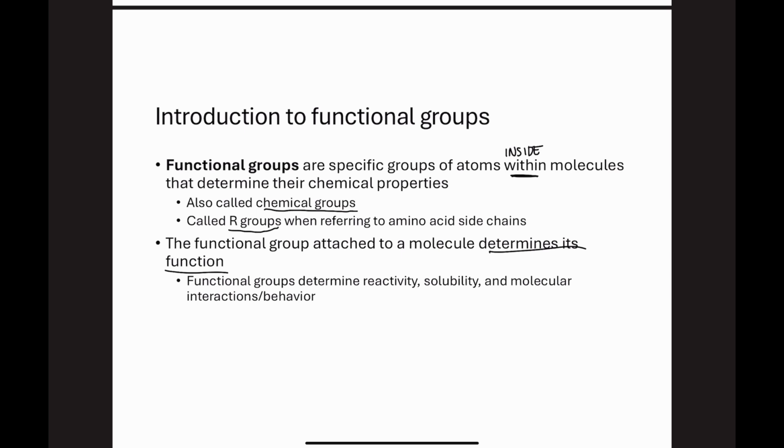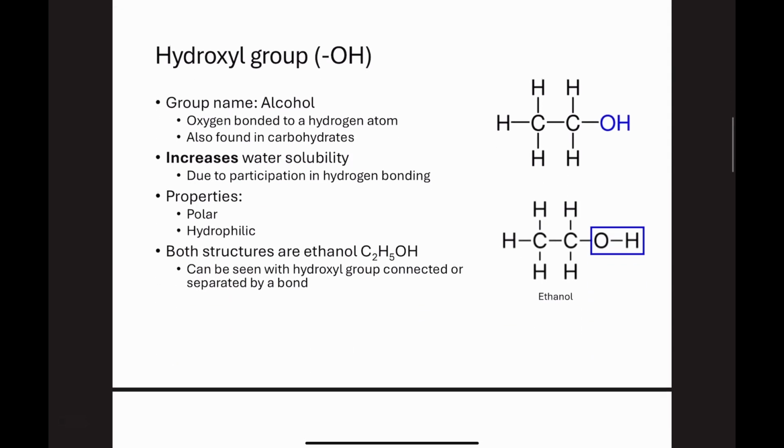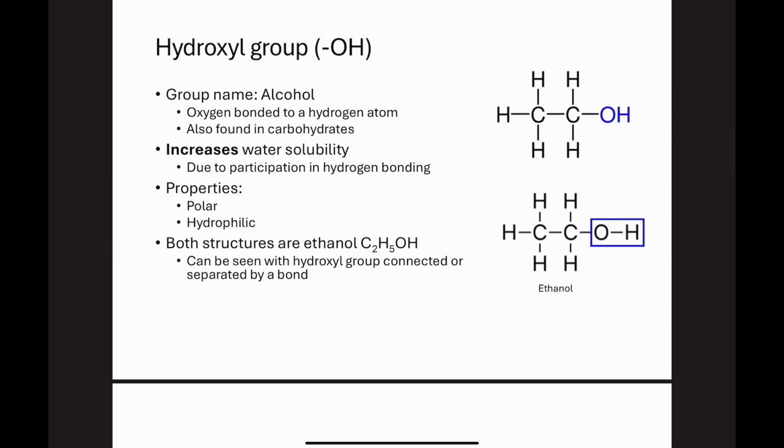And I personally like to think of our functional groups like the personality traits of molecules. So these functional groups make our molecules unique and they give them their specific properties. So the first functional group that we're going to talk about is our hydroxyl group. And our hydroxyl group consists of an oxygen that is bonded to a hydrogen atom, which is what we see here in ethanol. And this group is often referred to as alcohols.